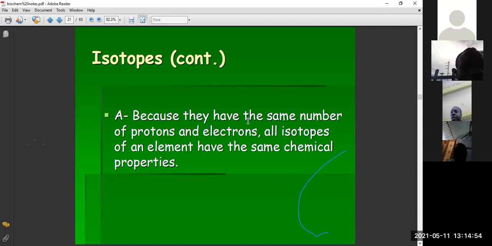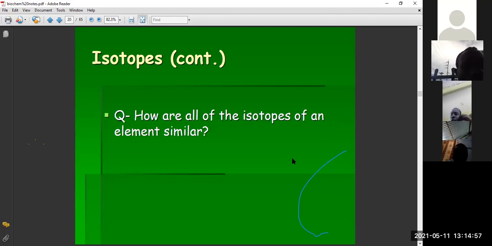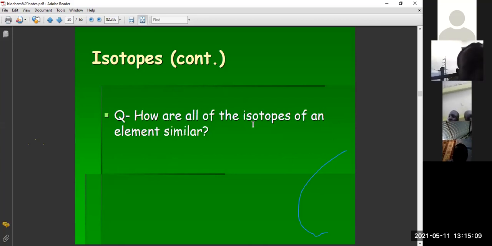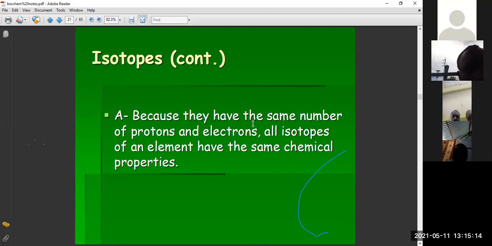So the question was, how are all the isotopes of an element similar? Thank you very much for that answer, Miss. Because they have the same number of protons and electrons. This is why the isotopes of an element are similar. All isotopes of an element have the same chemical properties. Because it doesn't matter whether it's carbon 12, carbon 14, or carbon 13, they all have the same chemical properties. They undergo similar reactions.